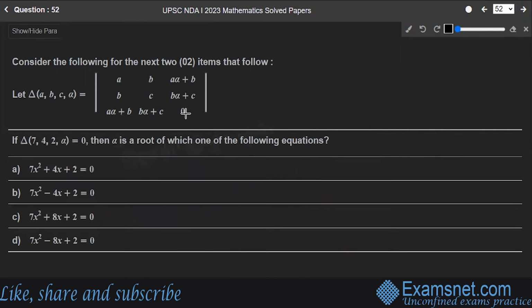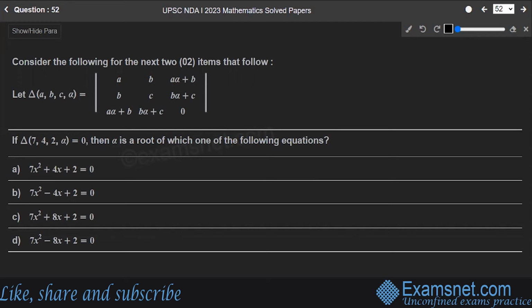Next is question number 52. So the same statement is there. Now it is saying if the determinant of A, B, C values are given to you and alpha is unknown, this is equal to 0, then alpha is root of which of these equations. So basically what you have to do is find the value of alpha, and then I will check which of these equations it satisfies, right?